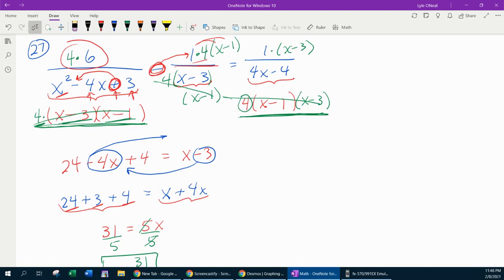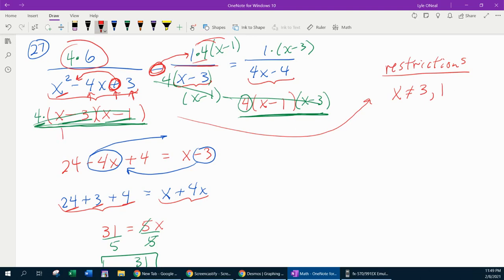And you know what? I'm so sorry. I forgot to do the first step again. Let's go and list the restrictions. We're going to do that from the factored form. x cannot be 3, and x cannot be 1.